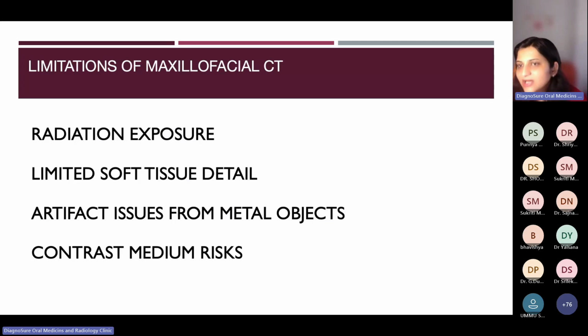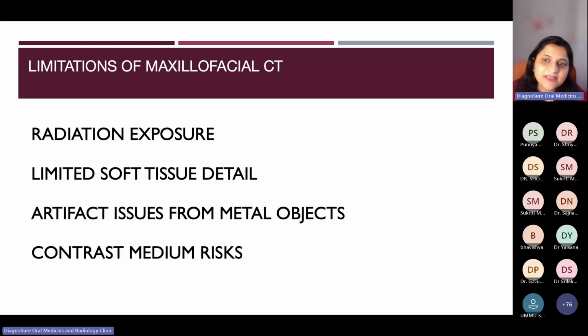CT imaging has some limitations. First, radiation exposure. CT gives a higher radiation dose as compared to 2D imaging modalities. It involves ionizing radiation. Of course, it increases the risk, especially if repeated scans increase the risk of cancer. Then limited soft tissue detail. When we compare it with MRI, it doesn't give that good a picture. It is less effective than MRI for detailed evaluation of soft tissue structures.